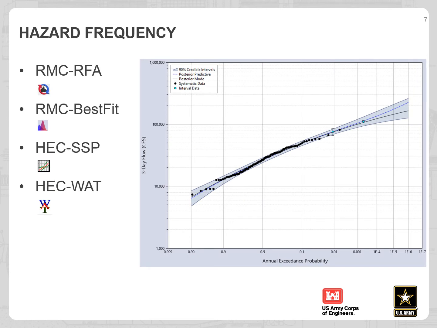Now, when we want to get into our higher level risk assessments, we need to start using something other than the LEVEE screening tool. We need to get a better understanding of the various loading frequencies at various points along the levees and dams, not just at the top. There are multiple tools that are available to assess the hazard frequency function. RMC RFA, RMC Best Fit, HEC SSP, and HEC Watt are all tools that are readily available and free to use to get a hazard frequency function that can then be used in your risk analysis.